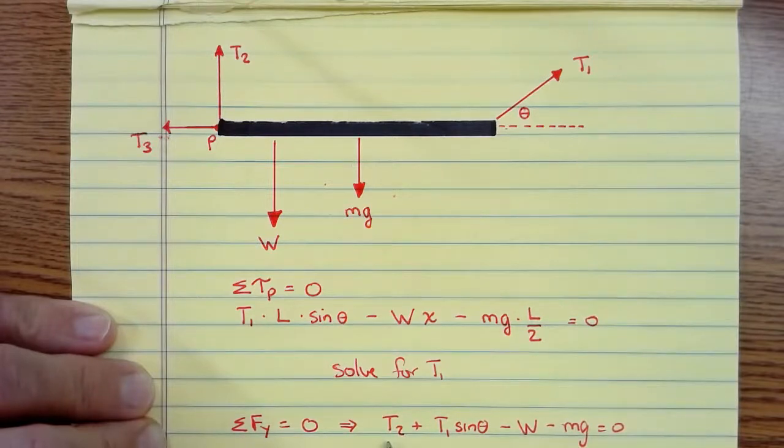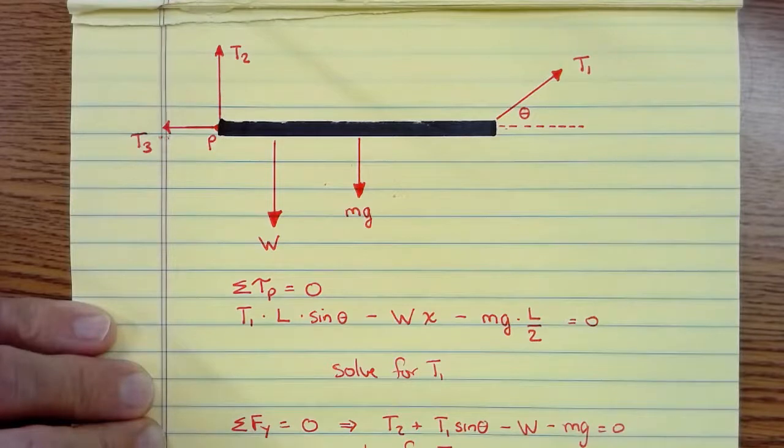We're just taking the force in the upward direction, T2 and T1 sine theta, minus the forces going down, and that equals 0. Since you found T1 in part A already, you can solve this for T2. So you can solve for T2 there.